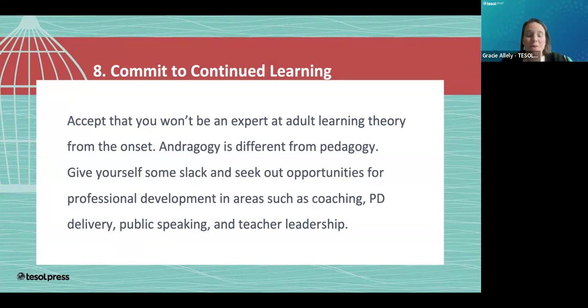The next one that we really base everything on is committing to continued learning. Accept that you won't be an expert at adult learning theory from the onset. Andragogy is different from pedagogy. Give yourself some slack and seek out opportunities for professional development in areas such as coaching, PD delivery, public speaking, and teacher leadership.